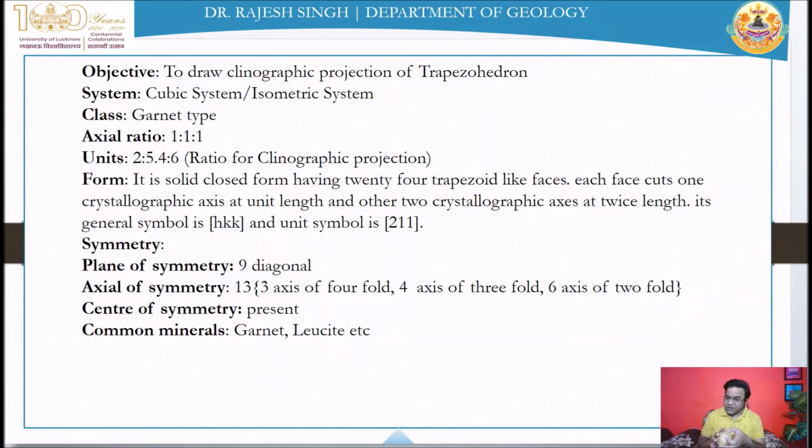Basically, each trapezium intersects one axis at one unit distance and the other two at twice the unit distance. So that's why the general symbol of this model is HKK and the unit symbol is 211.